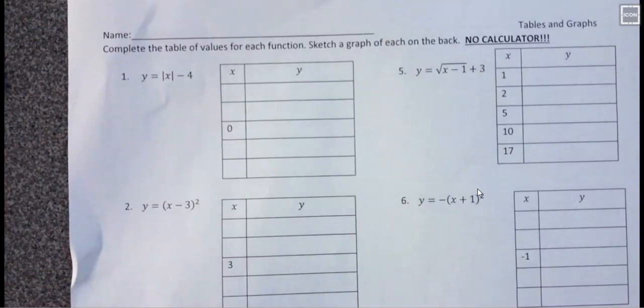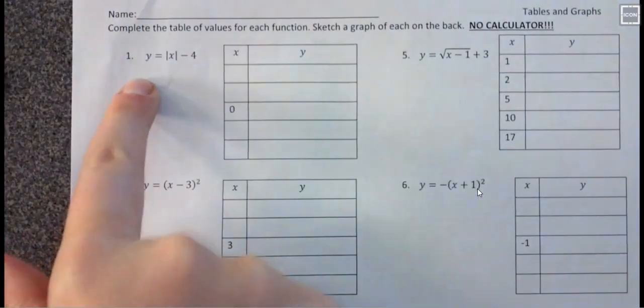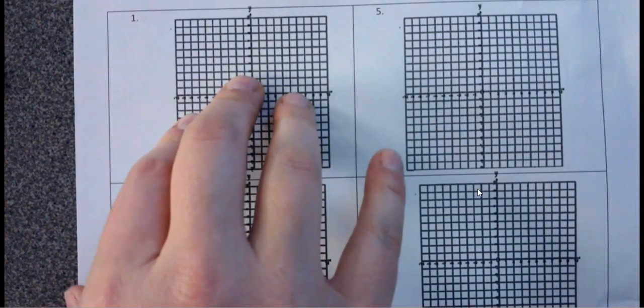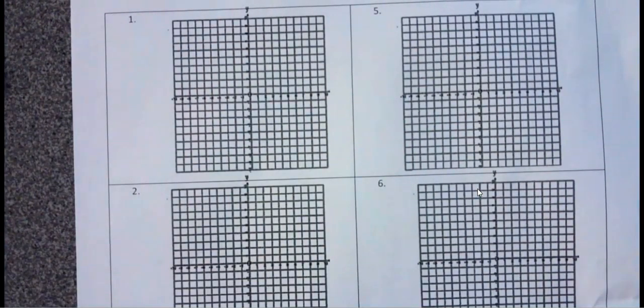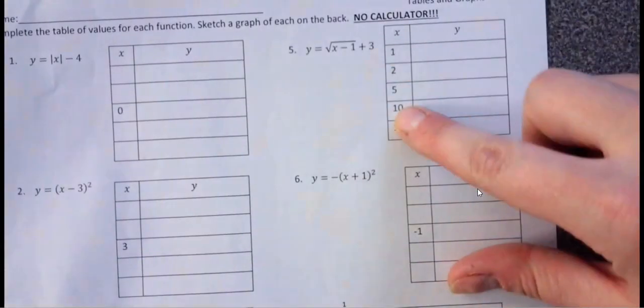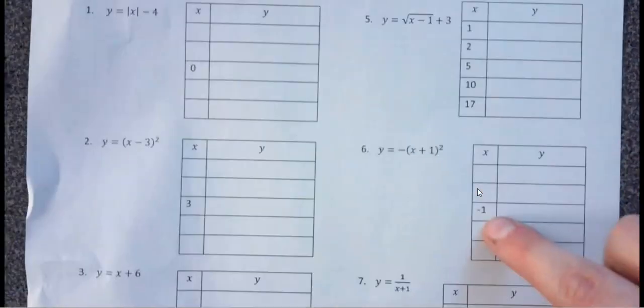So here's the plan for today. You have an equation. You're going to make a table, and then you're going to come over to the back and you're going to graph it. All right. We're going to do number 1 and number 7 together, and then you're going to do the rest of them. So notice some of them have all of the x values filled in, and then other ones don't.